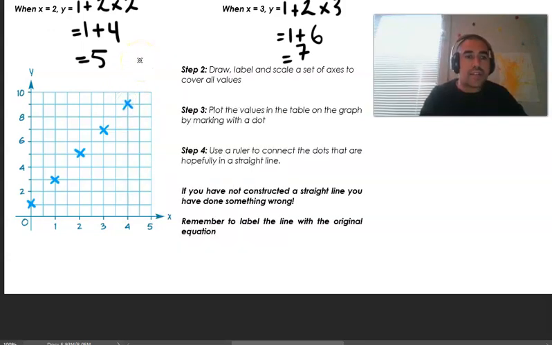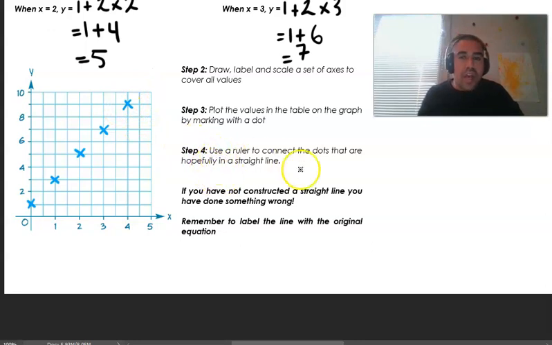Okay, so we've got the values in the table and graph by marking with a dot. I've put a cross. You should put a dot, but just for demonstration sakes, I've put a cross here so you can clearly see where they are. Step 4, use a ruler to connect the dots that are hopefully in a straight line. If you have not constructed a straight line, you have done something wrong. Sometimes when students first see this, they can put a line that goes maybe possibly there, or they're off by 1, and it won't create a straight line from point to point. It will create straight lines per se, but it might go up and then tailor a little bit off and then continue on. That's incorrect.